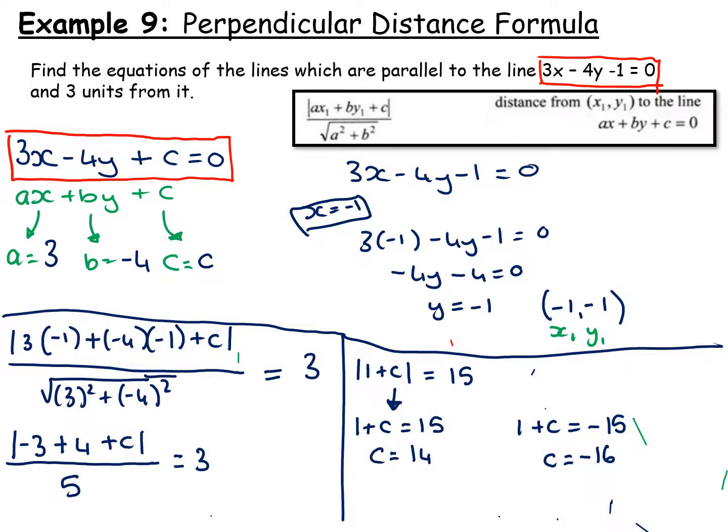So find the equation. Equation 1, going back to what we had up the top, is 3x minus 4y plus 14 equals 0. For the second equation, we get 3x minus 4y minus 16 equals 0. You can square that out and you'll get a quadratic with big numbers. You would probably use minus b, and you should still get c equals 14 and c equals minus 16.